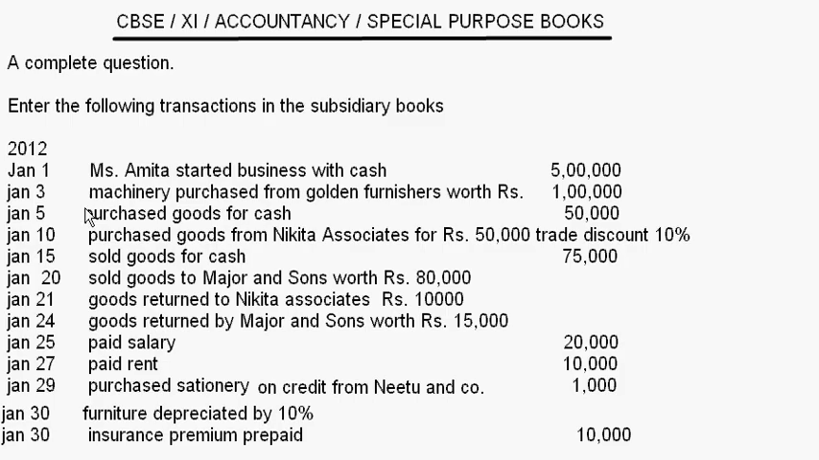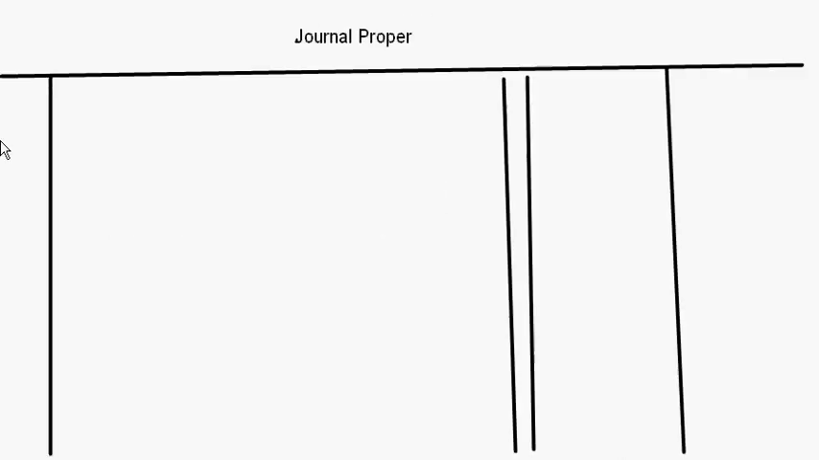Now the next transaction, January 3rd, machinery purchase from Golden Furnishers worth rupees 1 lakh. Now machinery purchase from Golden Furnishers, this is a credit purchase, but this is not a credit purchase of goods. This is a credit purchase of assets, right? So it will go into the journal proper. So I have made the journal proper here.